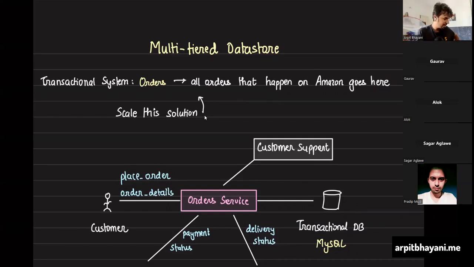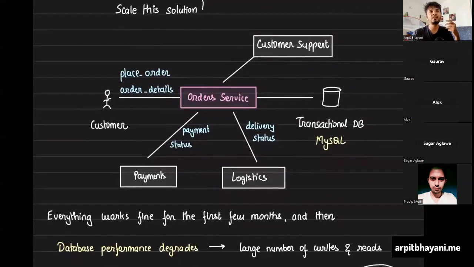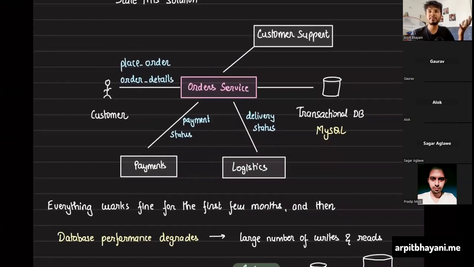Okay, so let's start with the first one. Transactional systems: let's say you're building an e-commerce system. In an e-commerce system, you take orders, and when you take orders, you need to store them somewhere. Let's say you store those incoming orders in a transactional database.